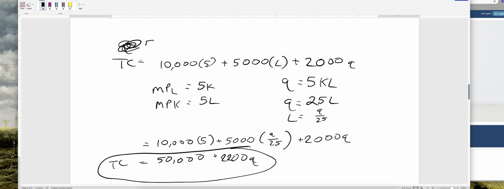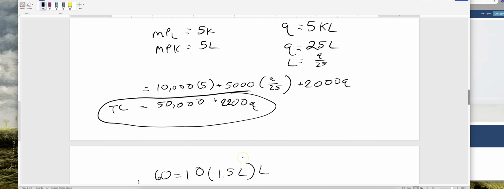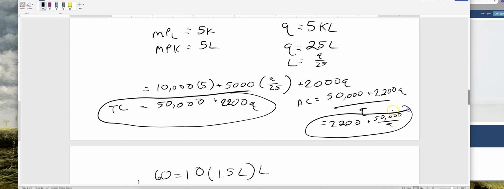Well, actually part of it, because now I need to find the average and the marginal costs. And I'm running out of space. So that would just give me average cost of 2,200 plus 50,000 divided by Q as my average cost.